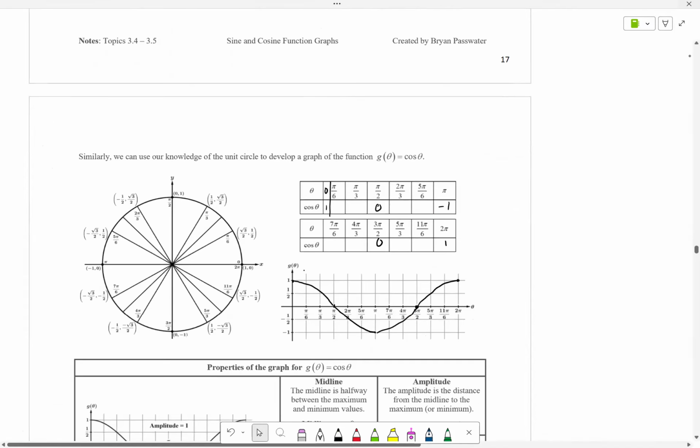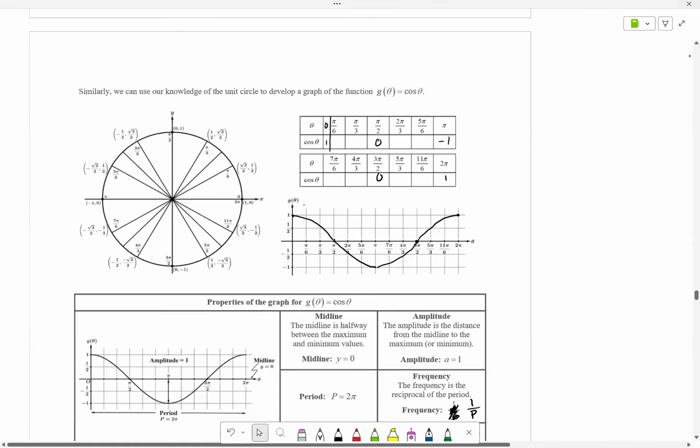Cosine's a little bit more problematic. Do you see where your cosine might be? Oh my gosh. Yeah, it's tough. And you could use the big one, but that's a little bit much.